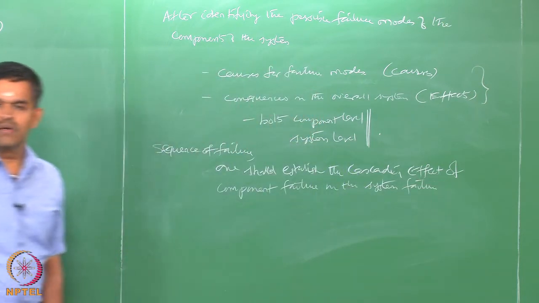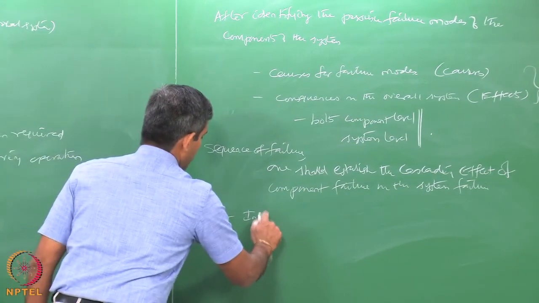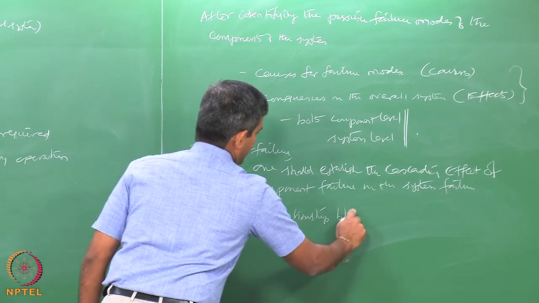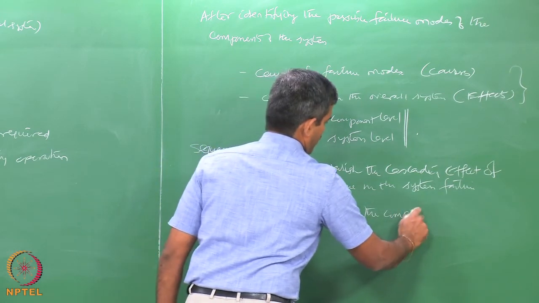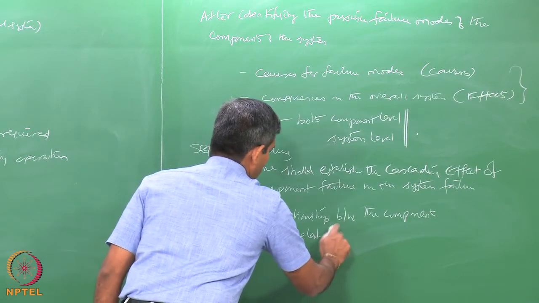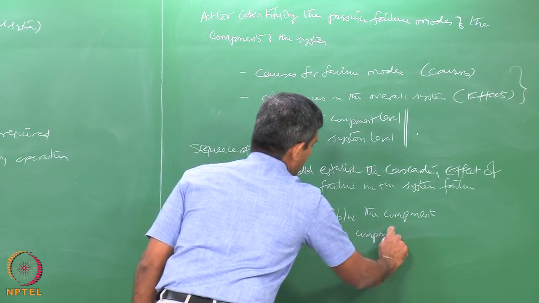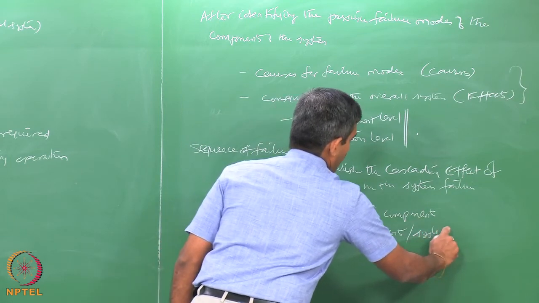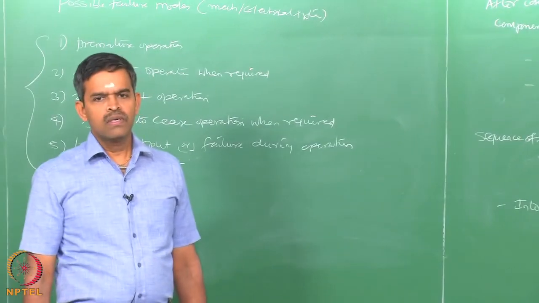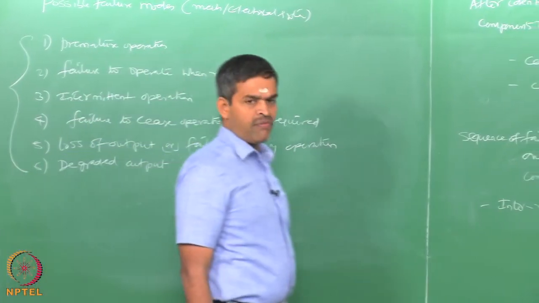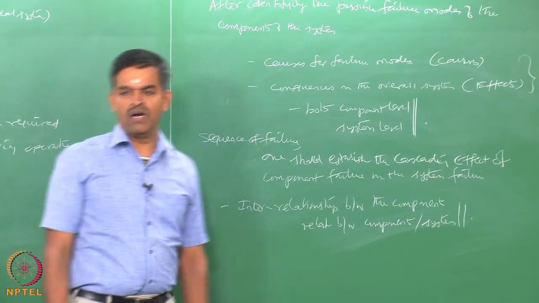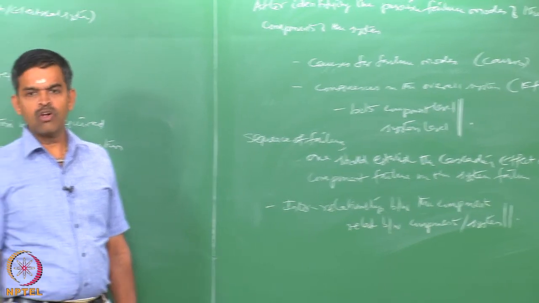So, to understand this, one must know very clearly the interrelationship between the components as well as the relationship between the components and the system. So, both should be understood very thoroughly. Suppose in the process of identifying the causes and consequences, if the system has got an inbuilt safeguard, then that should also be examined.